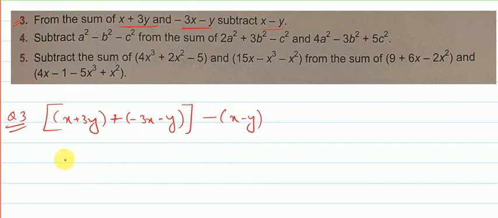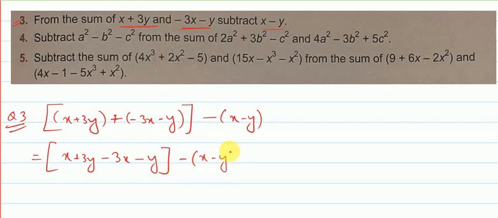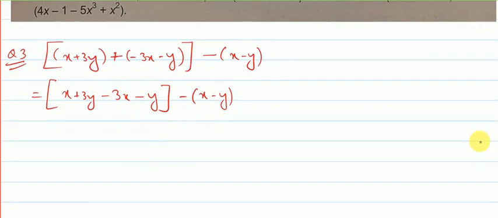Done? Now firstly we'll solve within this bracket. So we'll open this bracket. Here before the bracket what do we have? Plus. So simply we get x plus 3y. Here plus sign, minus, so we get minus 3x. Here plus, here minus, we get minus y. Now here we have to put like terms together. So we get x minus 3x plus 3y minus y.